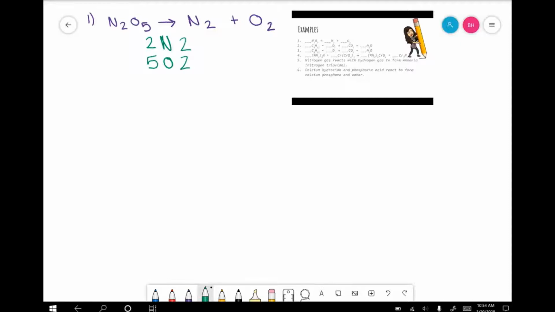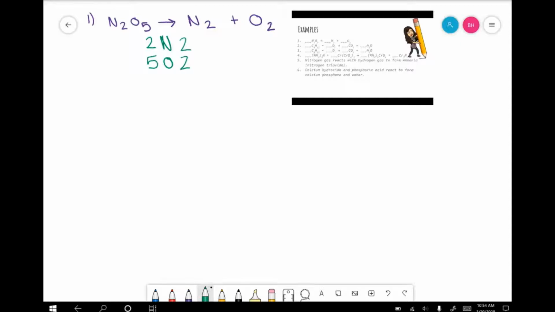So what we see is that the number of nitrogen atoms are actually already balanced. So what we need to do is pay attention to the number of oxygen atoms. And we see that we have 5 on one side and 2 on the other. And somehow we need to make this amount equal. So what you need to think of is what is your lowest common denominator for 5 and 2? Hopefully you guys see that the lowest common denominator is 10.